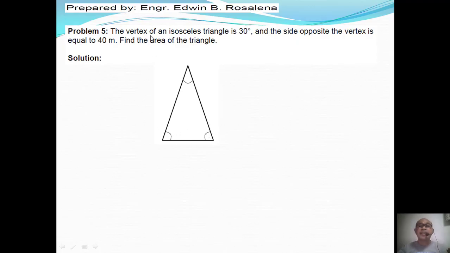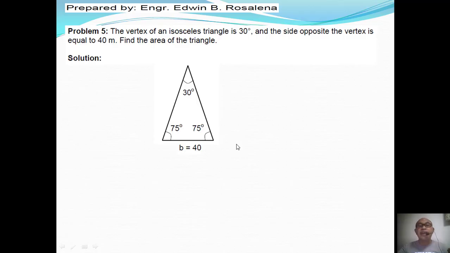Okay. So the vertex angle of an isosceles triangle is 30 degrees, and the side opposite, which is the base, is 40. Find the area of the triangle. Since we have an isosceles triangle, these two angles are equal. The sum is 180. So if this is 30, the sum of the two here is 150. And since they are equal, each measures 75 degrees.